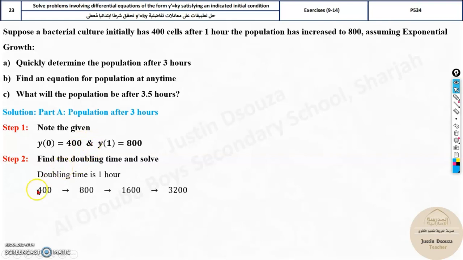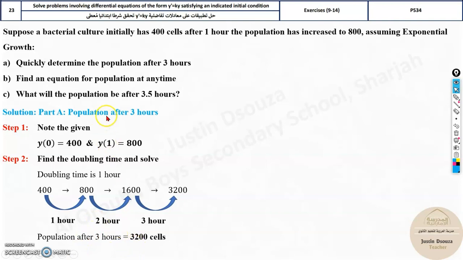Then what will be the next thing? See, after 1 hour it's 400, 800. It'll multiply. After 2 hours it's 1600. Again, it'll be the same thing. It'll multiply. After 3 hours, it's 3200. Since they asked only till 3 hours, we will stop. But if they had asked 4 hours, it'll be 6400 and so on.